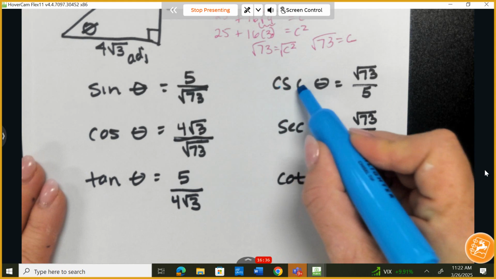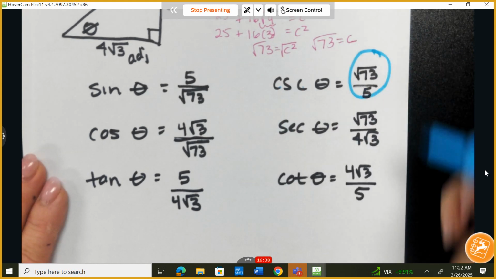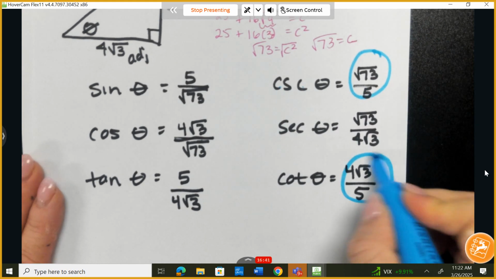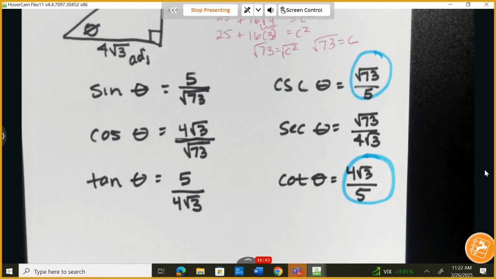Yep, so CSC is called cosecant. I'm going to circle it, please do the same. Cotangent, circle it. Now, why am I circling those? Because they have no square root on the bottom. They're already in proper form.